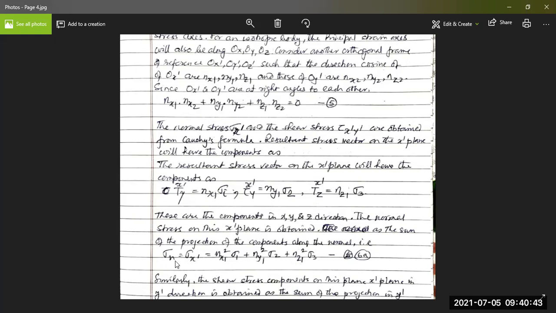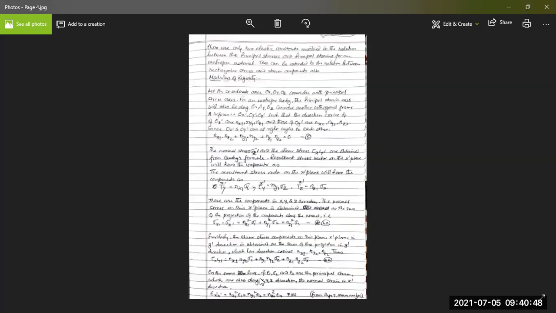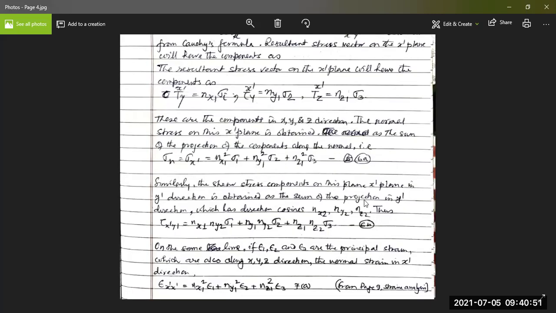So we get the normal stress sigma x dash, which is equal to sigma n itself. Similarly, the shear stress components in this plane in the x and y directions are obtained by the projection in the y dash direction. In a similar manner, we have tau x dash y dash with nx1 nx2, ny1 ny2, and nz1 nz2. Here we are multiplying by the direction cosines because they are subtended with the angle with the y-axis.